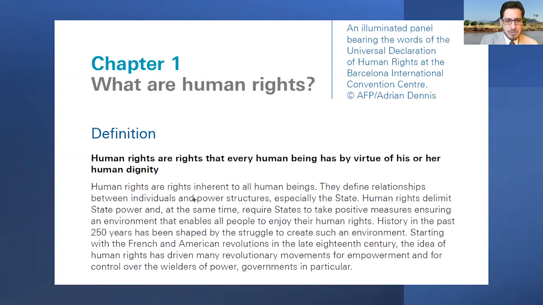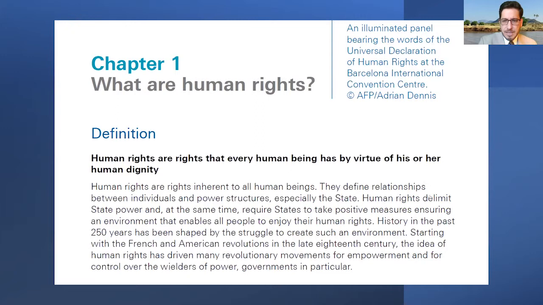okay. Human rights are inherent to all human beings. They define relationships between individuals and power structures, especially the state. Well, this is a specific approach to human rights. It's not the thing that all people understood in America, for example, or even in the French Revolution, no? They are rights against the state, human rights that limit state power, and at the same time it requires the state to take positive measures, ensuring an environment that enables all people to enjoy the human rights.